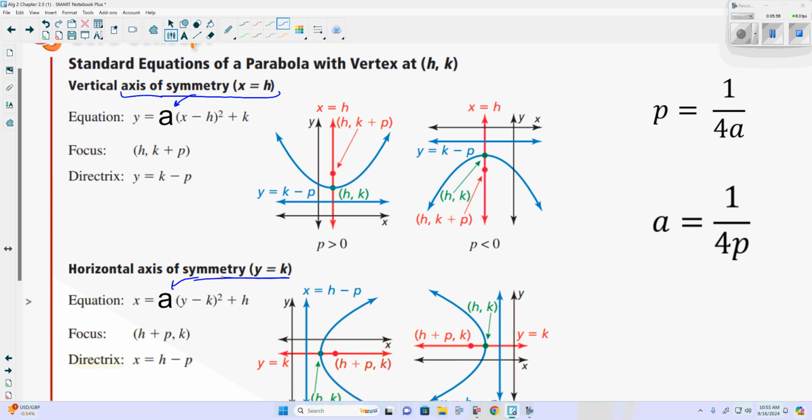The other equation we have, this one is new, x equals a times y minus k squared plus h. The vertex is still the point h comma k. Our axis of symmetry has changed. It's not x equals, it's now y equals k. Our focus is going to be the point h plus p comma k. And our directrix, make sure I'm getting these right, yep, x equals h minus p.